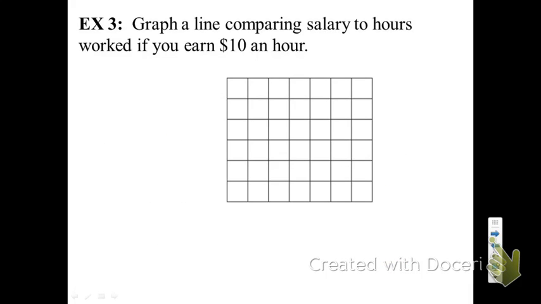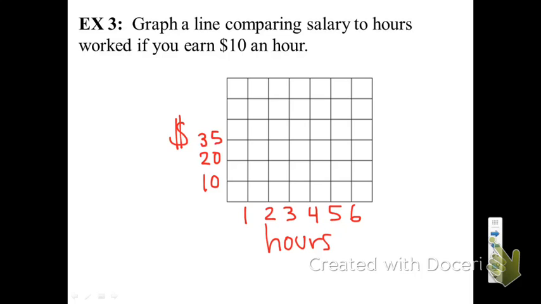Okay, this says to graph a line comparing salary to hours worked if you earn $10 an hour. So the first thing I'm going to do is label this graph. I'm going to say that across the bottom, these are the hours. So 1 hour, 2 hours, 3 hours, 4 hours, 5 hours, and then 6 hours. Over here, I'm going to label this as the salary, or the dollars they get. For the dollars, it doesn't matter how you label this. I'm going to go by tens.